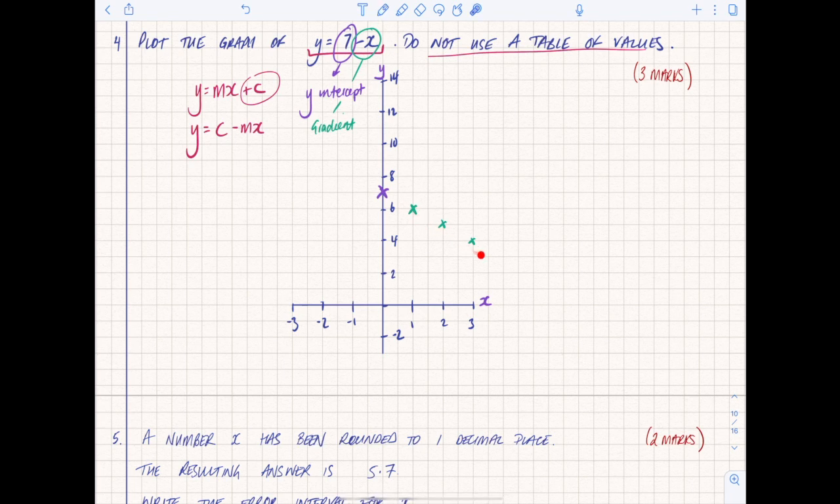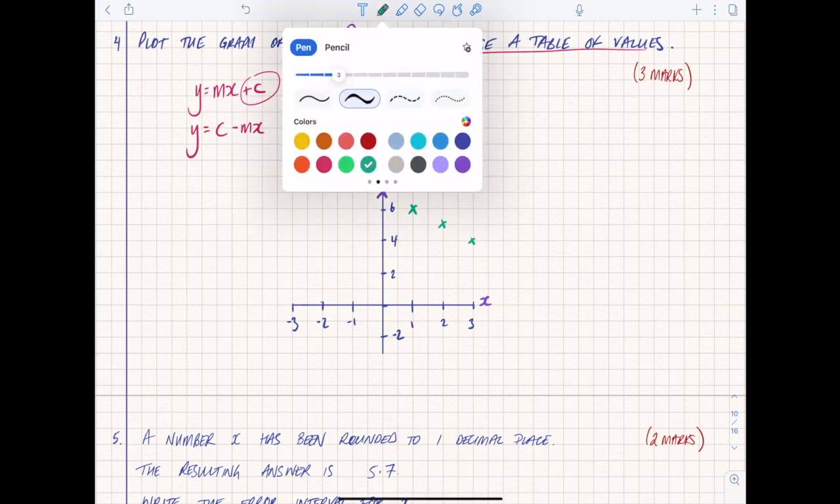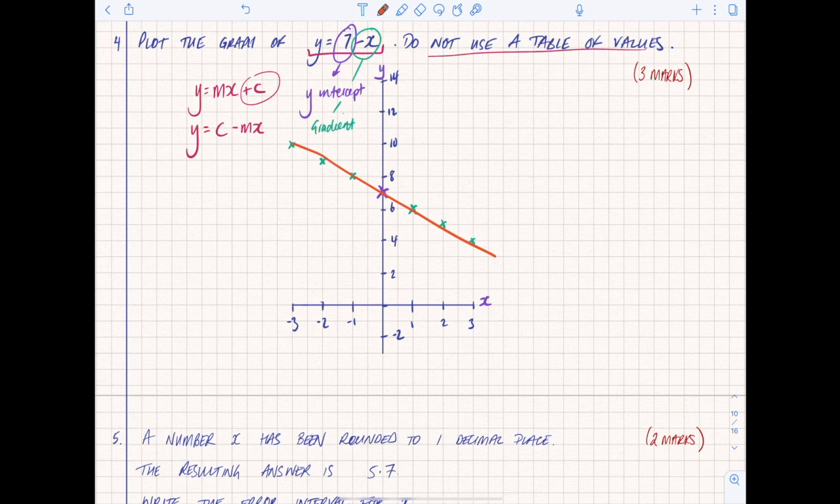Now I've run out of space here. So what I can now do is go across the other way. And because I'm now going left, I go up. So I go across 1, up 1, across 1, up 1, across 1, up 1. So this would be my line plotted for that graph. So that is a line y equals 7 minus x, or you could write that as y equals minus x plus 7.